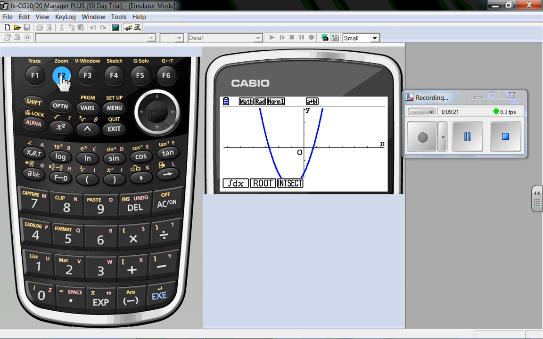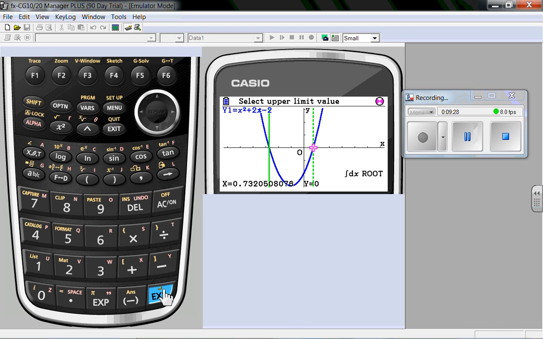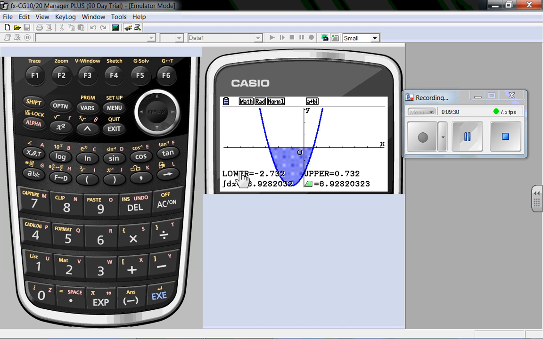Take the integral between the roots. I don't have to know the roots. It calculates the roots for me. I select the first, toggle over, select the second. There's my derivative. Lower limit of integration, upper limit of integration, the value of the integral, and then the value for the area. You notice it's the absolute value since area cannot be negative. So the value of the integral is negative, but the area is the absolute value of that.